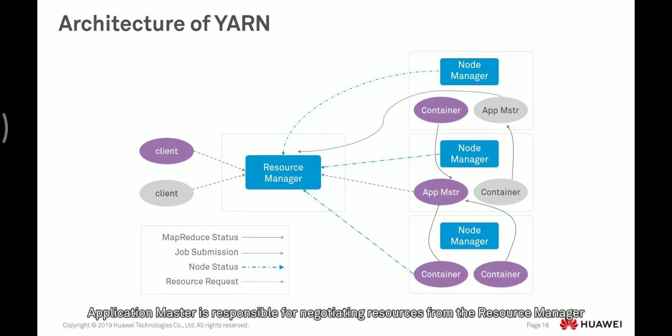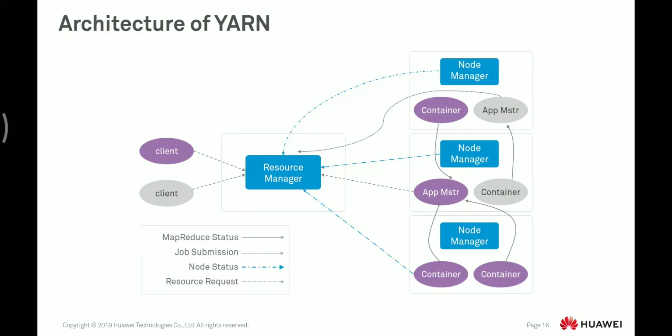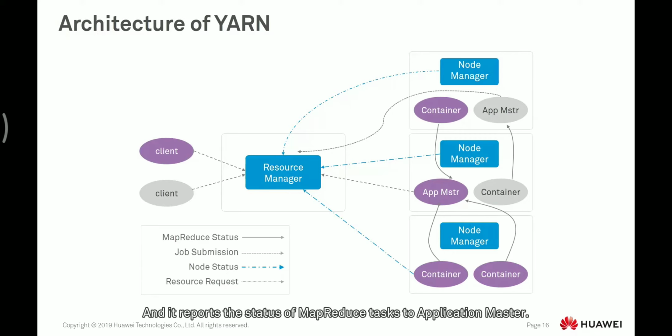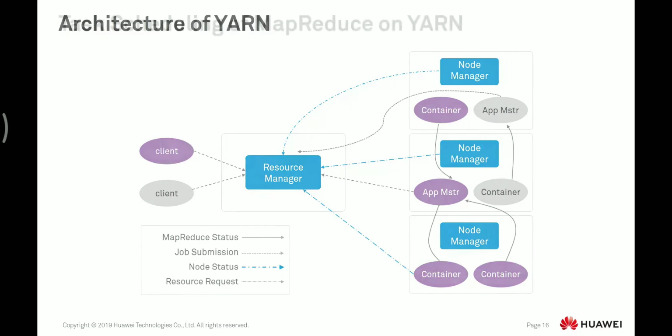Application master is responsible for negotiating resources from the resource manager and working with the node manager to execute and monitor the component tasks. And a container is an abstraction of YARN resources, and it executes an application-specific process with a constrained set of resources, including memory and CPU. And it reports the status of MapReduce tasks to application master.